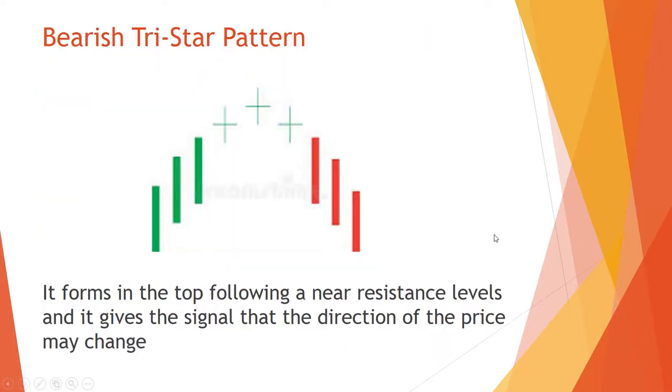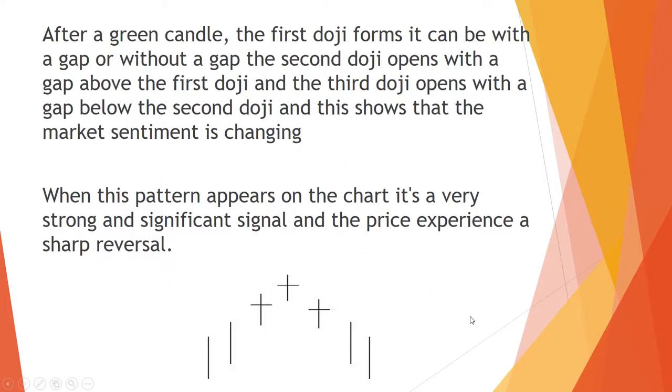So the bearish tri-star pattern forms at the top, following a near resistance level, and it gives a signal that the direction of the price may change. After a green candle, the first doji forms. It can be with a gap or without a gap. The second doji opens with a gap above the first doji. Now this is what we call a gap.